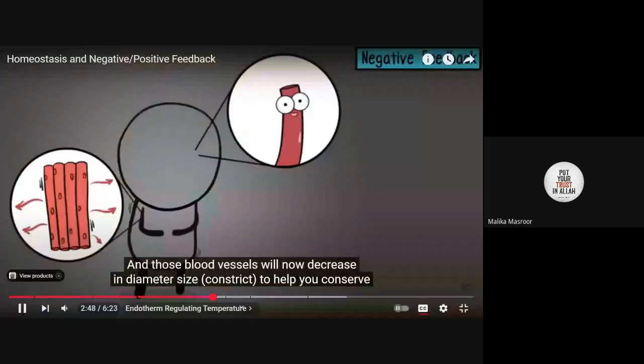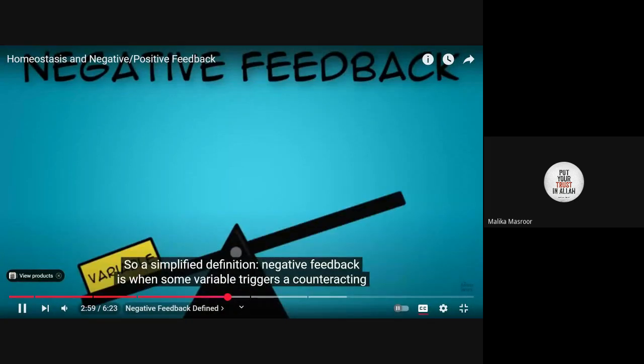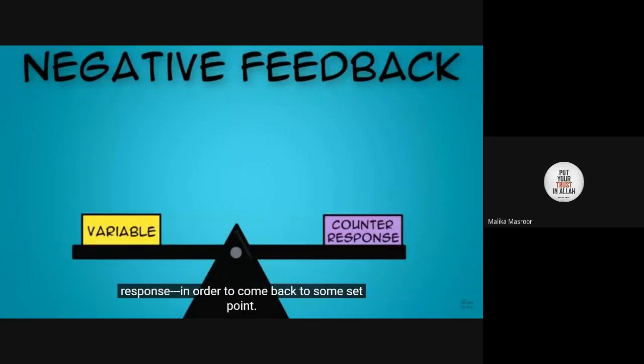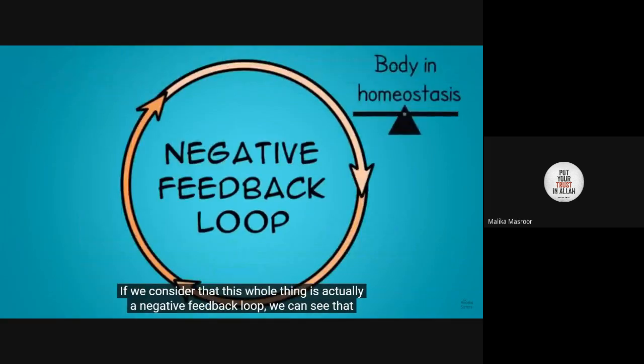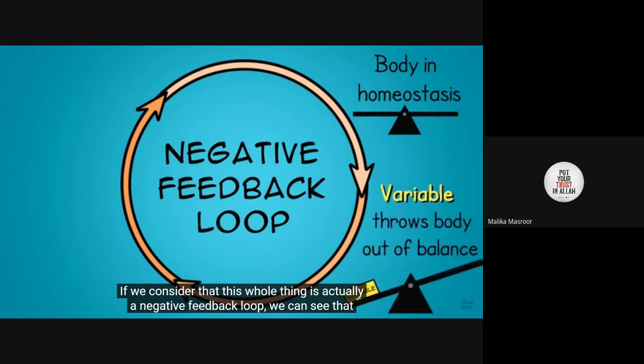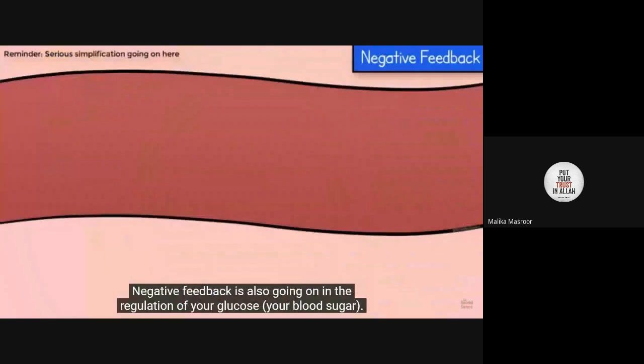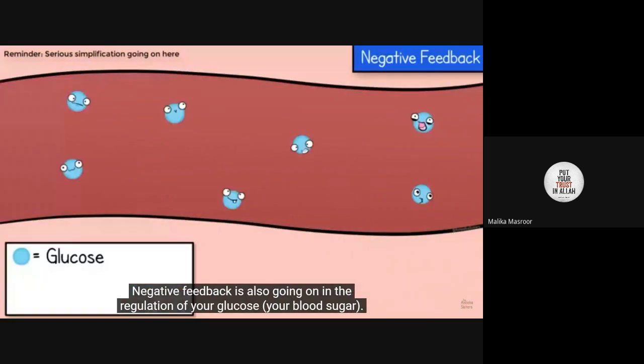Negative feedback is when some variable triggers a counteracting response in order to come back to some set point. If we consider that this whole thing is actually a negative feedback loop, we can see that the negative feedback brings the body back to the set point, which in this case is a stable temperature, keeping homeostasis. Negative feedback is also going on in the regulation of your glucose, your blood sugar.